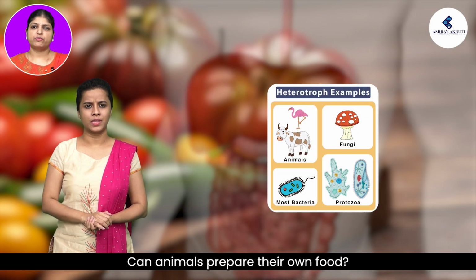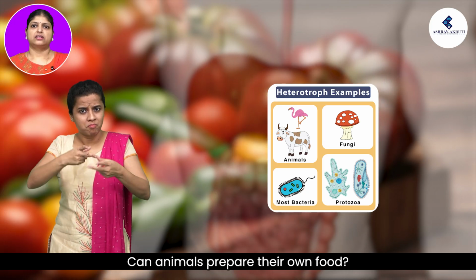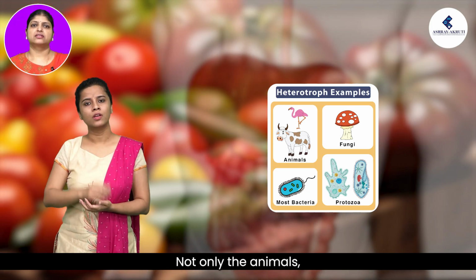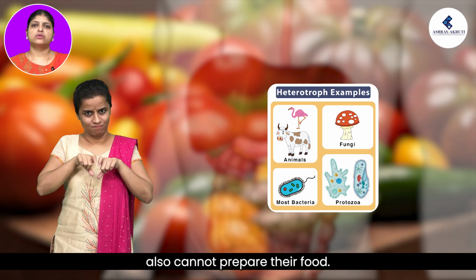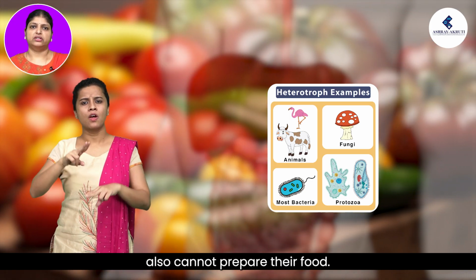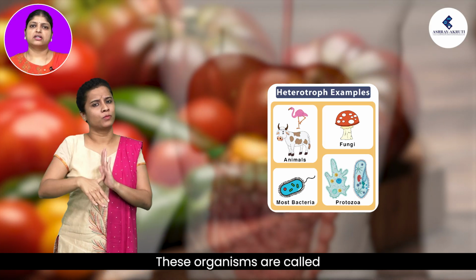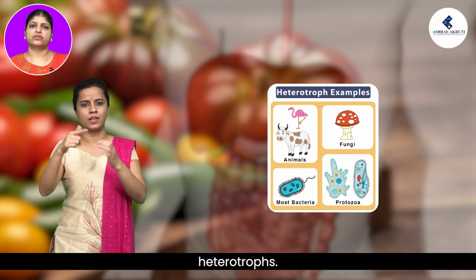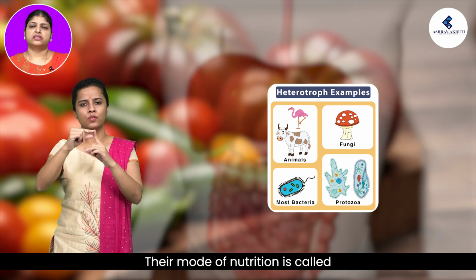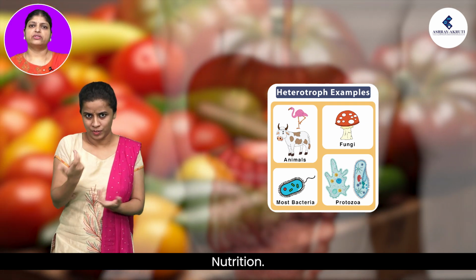Can animals prepare their own food? Not only the animals, but bacteria and fungi also cannot prepare their food. These organisms are called heterotrophs. Their mode of nutrition is called heterotrophic nutrition.